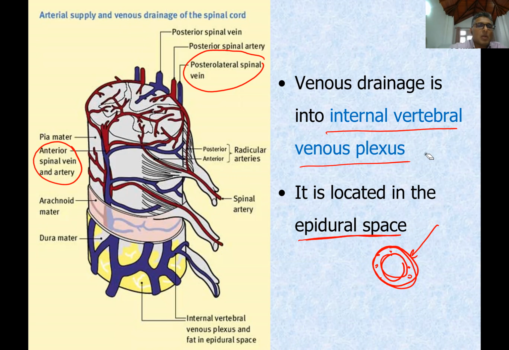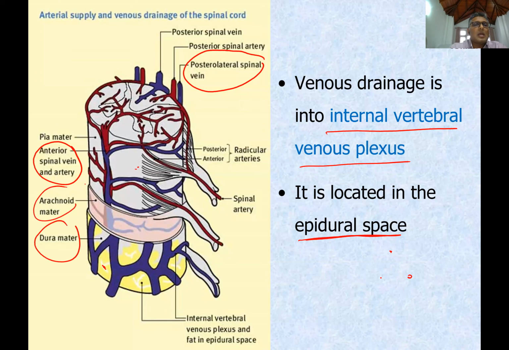So this is your dura mater. Now this is your arachnoid mater and pia mater. So the spinal arteries lie very closely related to the spinal cord, but the veins drain into this internal vertebral venous plexus lying in the epidural space, outside the dura mater.